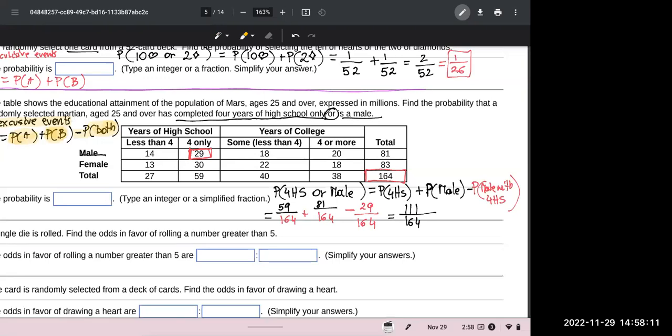So they ask to type an integer or simplified fraction. So this is a simplified fraction. And you can always check on your calculator, 111 divided by 164, and try to simplify this fraction by clicking second PRB. And like you see, you're getting 111 divided by 164. So that means this is your simplest one.